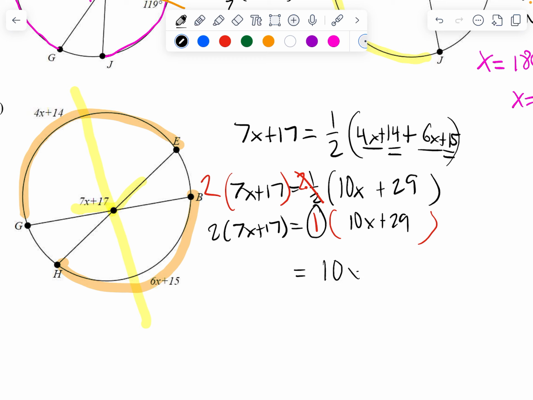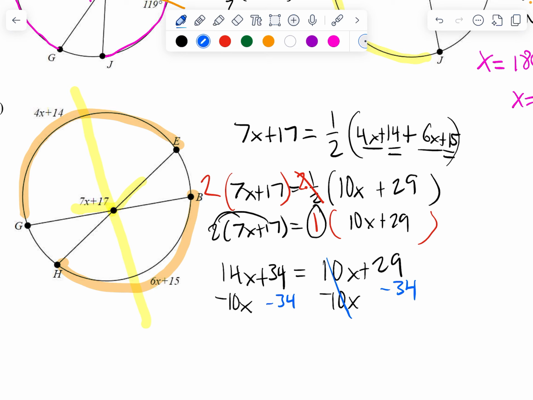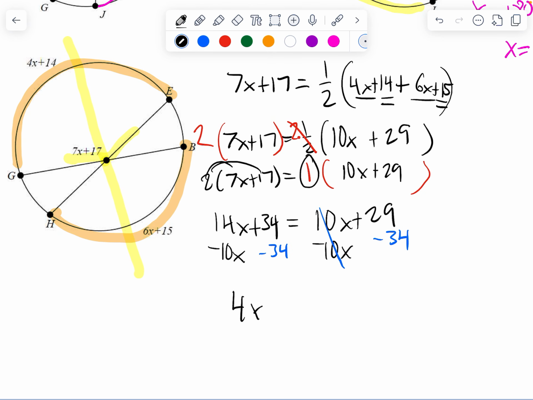Distribute the 1, we get 10x plus 29. It's not going to change. On the left side, distribute that, we get 14x plus 34. And then we just finish simplifying. So I'd say, okay, well, let's subtract 10x. All right, I like the x as positive. That's why I'm subtracting 10, because why not? I'm going to move the 34 over while I'm at it as well. So then we end up with 4x equals, and then 29 minus 34 is negative 5. Divide 4, divide 4. So x is negative 5/4.